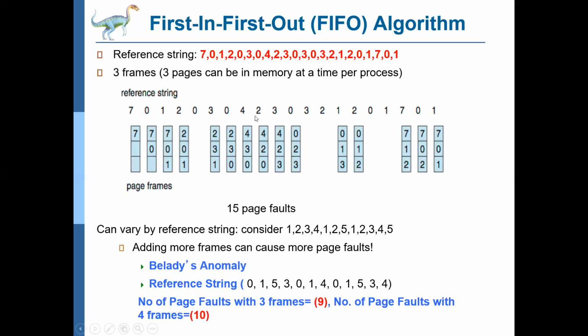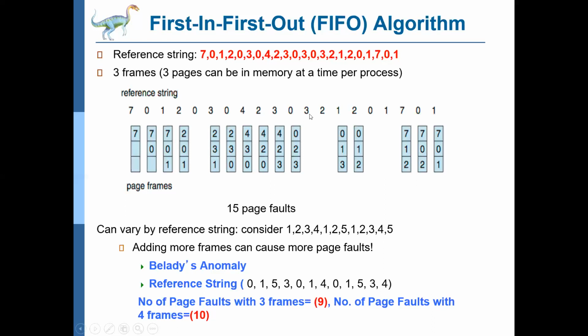Again 2 is requested. It is not found, so it is a page fault. The oldest page among these 4, 3, 0 is 3. 3 is replaced with this value 2. Now 3 is requested. 3 is not found in this frame, so it is a page fault. As it is a page fault, one of the pages has to be replaced. The oldest one is 0, so 0 is replaced with 3.